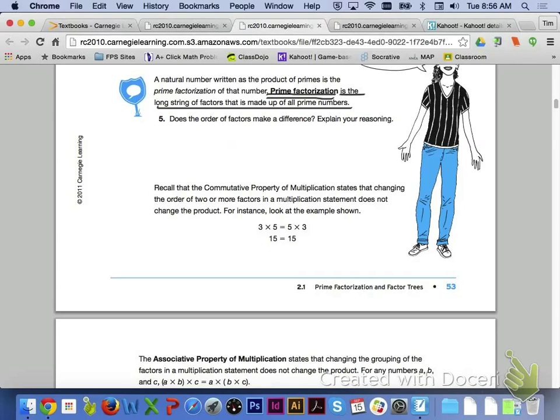A natural number written as the product of primes is the prime factorization of that number. Prime factorization is the long string of factors that is made up of all prime numbers. Take a look at number 5. It says, does the order of factors make a difference, and explain your reasoning. So go ahead and answer number 5 with your group members.